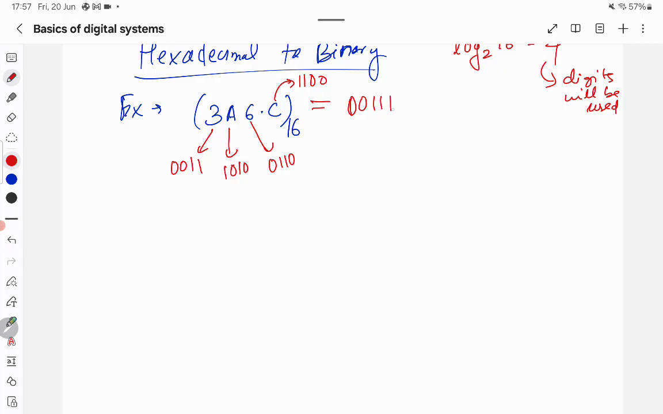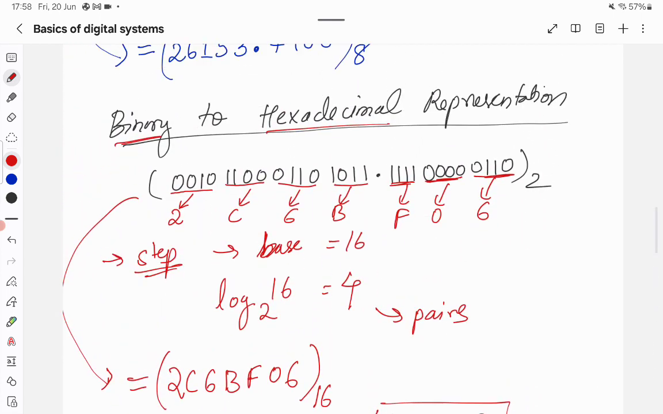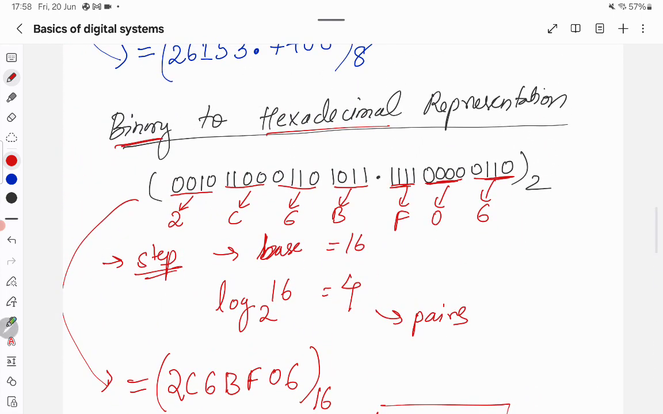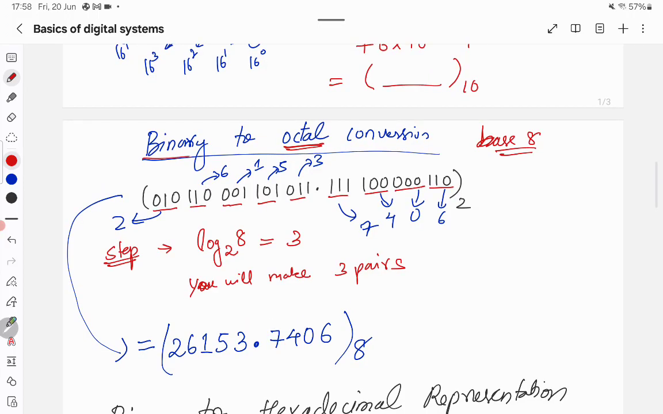Finally you will write 0011, 1010, then 0110, then 1100, base 2, as I said. So this is the way you convert from hexadecimal to binary, and octal to binary. Before that we also saw how to convert binary to hexadecimal, and binary to octal. So this was the conversion.